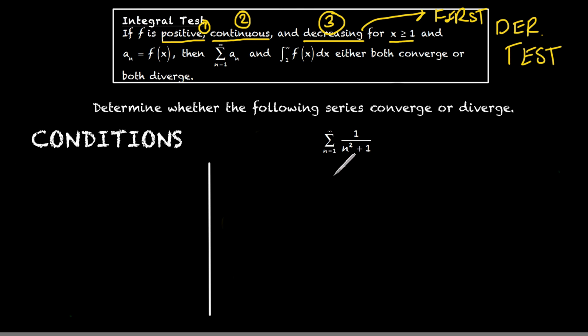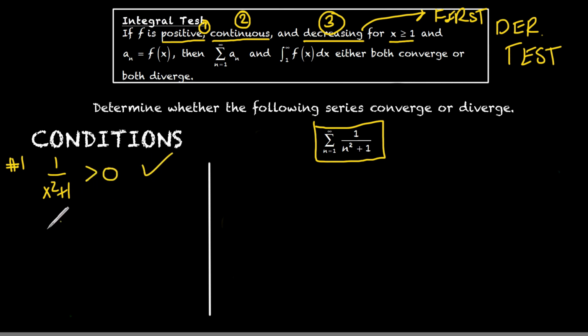Okay, now we have the series, the summation from n equals 1 to infinity of 1 over n squared plus 1. And so we need to, first and foremost, prove that we can even use the integral test. So we're going to go through the same 3 conditions. Condition number 1, is it a positive function? Well, 1 over x squared plus 1. Once again, anything you square is going to be positive, plus 1 is still going to be positive. So this is always going to be greater than 0. So we can check that one.